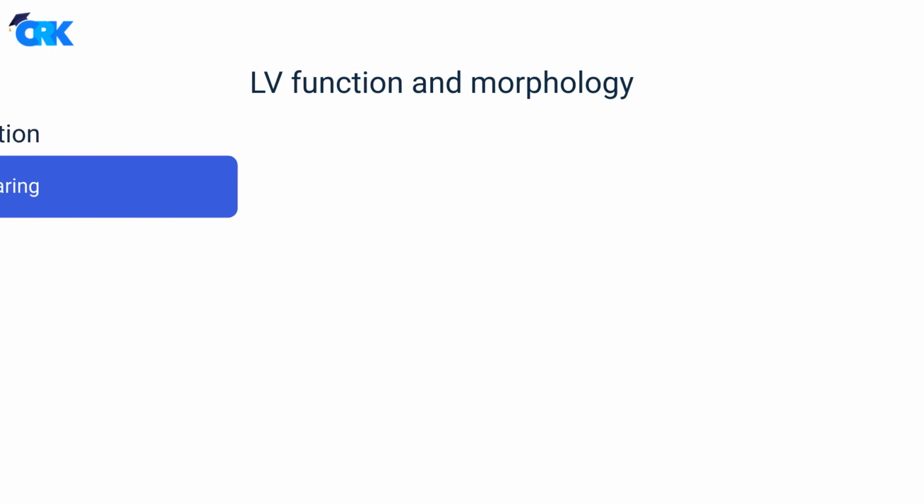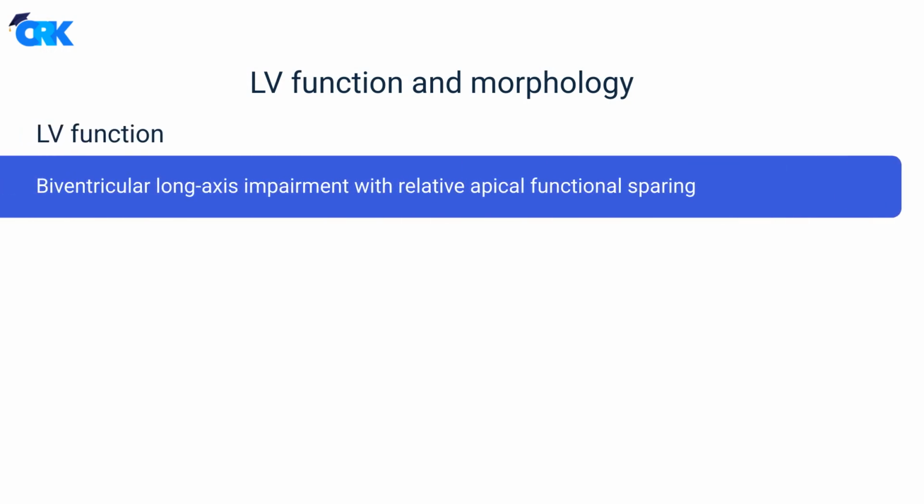1. Left ventricular function. When assessing left ventricular function, what we typically observe in cardiac amyloidosis is biventricular long axis impairment. However, what stands out is a relative sparing of apical function. Now, even though the ejection fraction might appear normal, and this is key, don't be misled. In advanced cases, a reduction in ejection fraction can occur, although that's less common. So always keep an eye on function, even when EF seems preserved. Reporting this parameter is required.